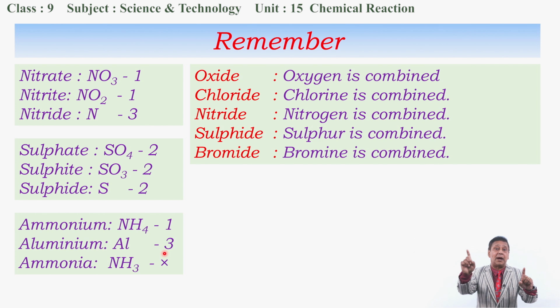When hydrogen combines with oxygen, valency of hydrogen is 1, oxygen is 2. When they combine according to their valency. But when they combine to form water, then what happens? The water doesn't have any valency at all. You have to remember this also.